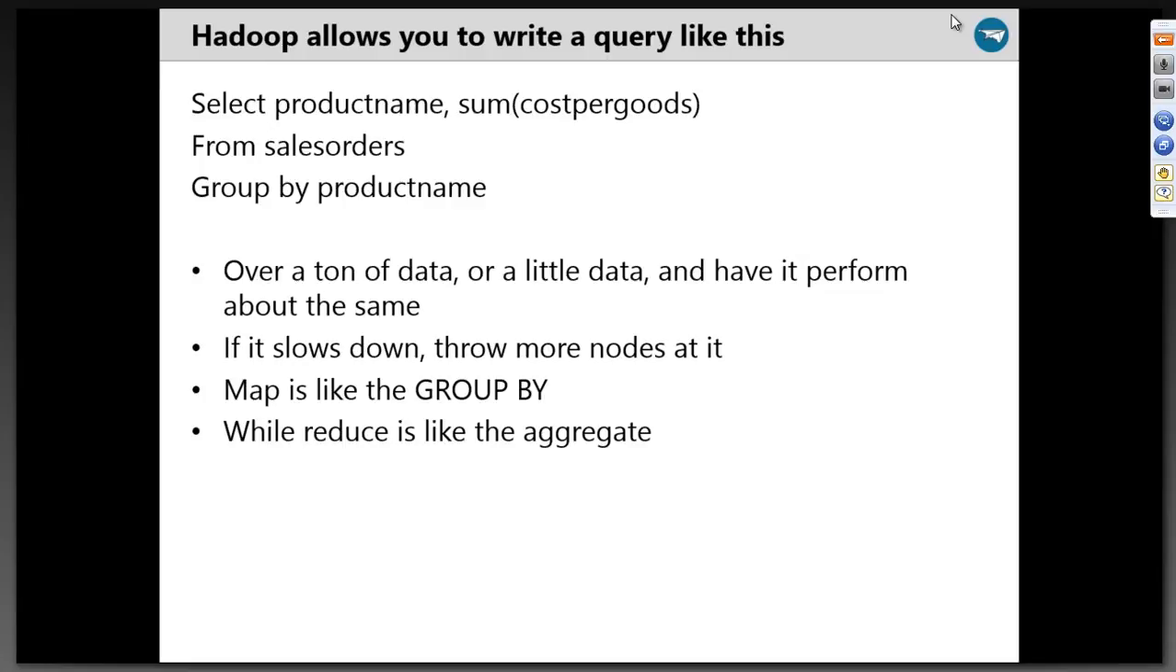So when you think about MapReduce, think about this query at the top. Map is like the group by, where we say, okay, first grab all the product names and put those product names together, and then get them over to the reduce nodes and let the reduce do the aggregate, the sum cost per goods for each product name.